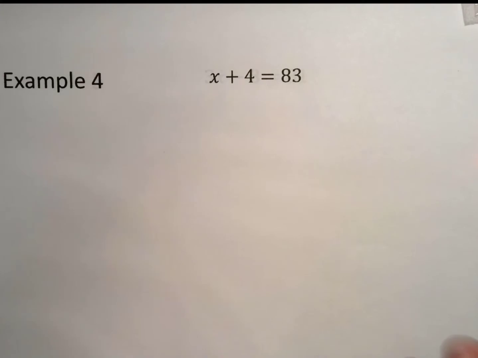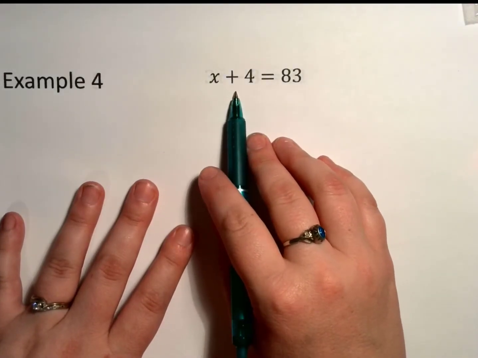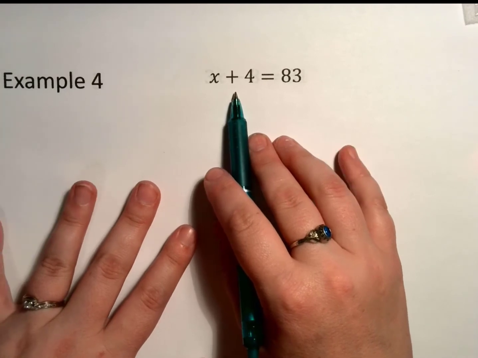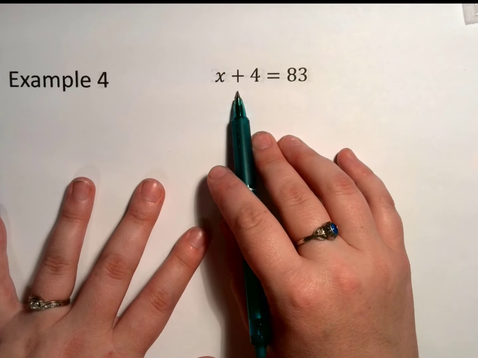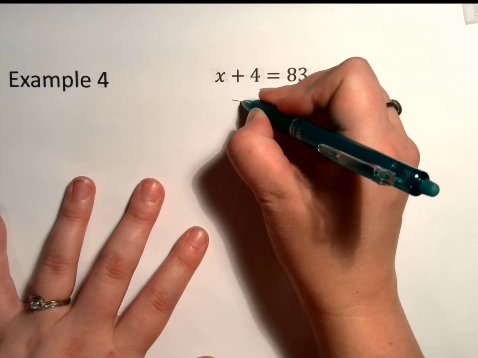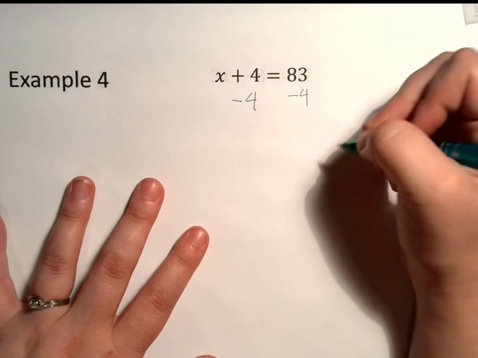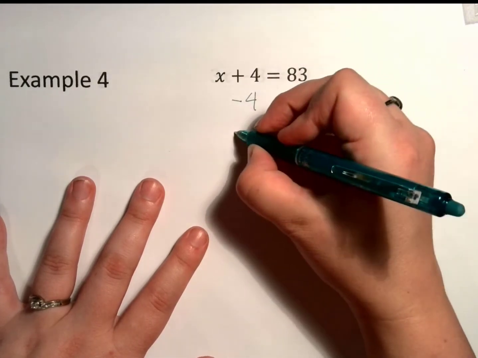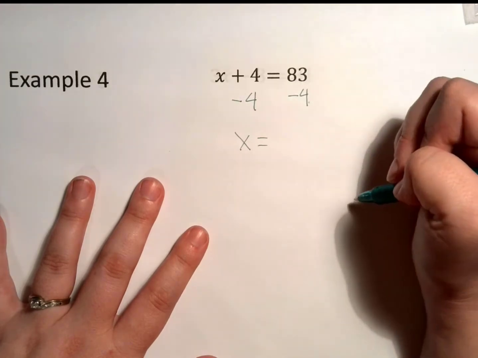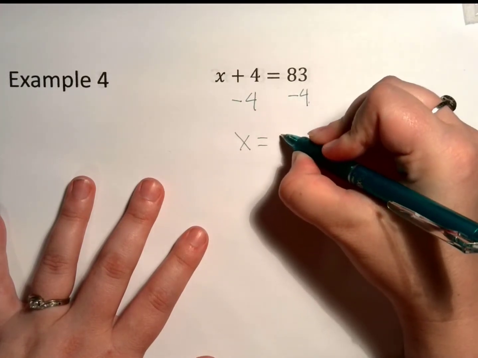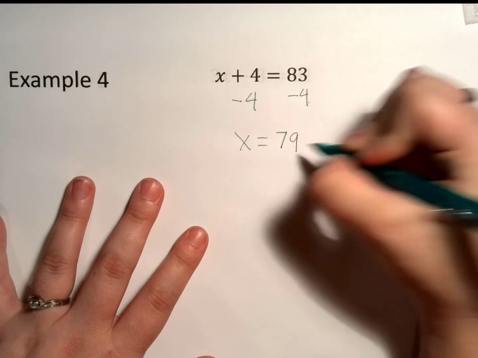All right, what operation are we doing here? We are adding. So to undo addition, I'm going to subtract. And again, remember, we're working both sides of the equal sign. 83 minus 4 is 79.